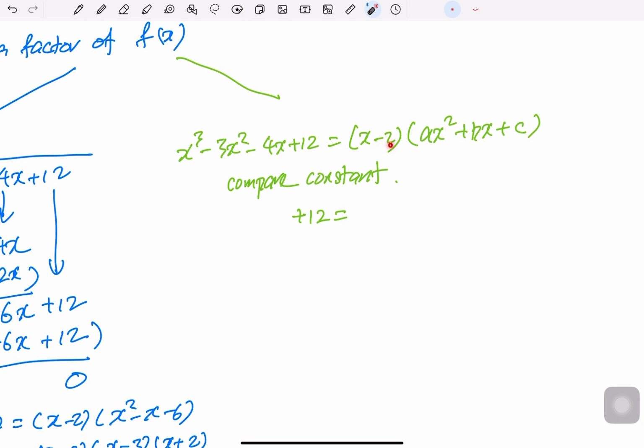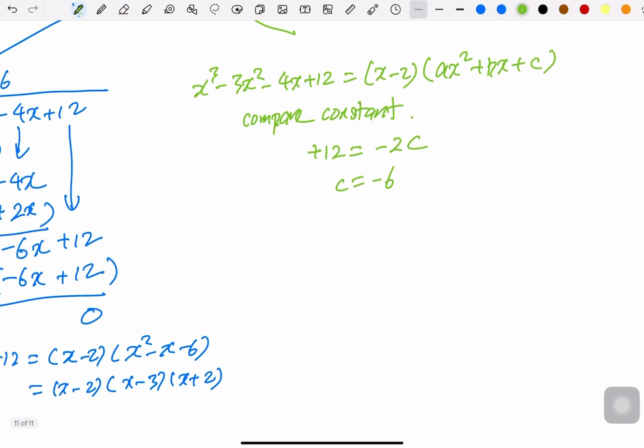So how about the constant term? A constant times x squared is not a constant. Constant times x is also not a constant. Constant times constant is a constant. So I will know that negative 2 times c will give me the constant here. So by solving this, c is equal to negative 6. Okay, so that's the first thing I'll compare.